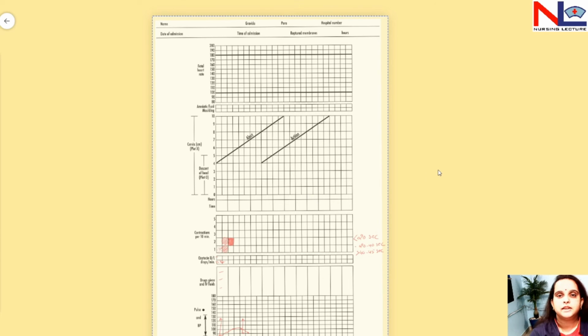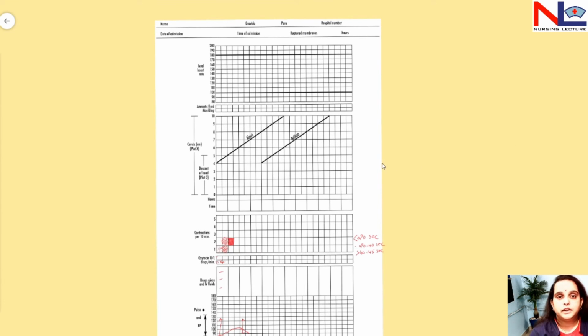So here we have seen another type of partograph, that is the modified partograph, and this was introduced by W.H.O in 2000. So it is slightly different from the composite type, and I have already mentioned that in this modified one the latent phase is completely absent and the alert line begins at the 4 cm dilatation, and all remaining features are the same as in the composite partograph.